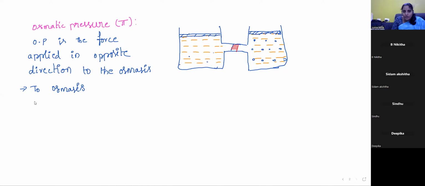So what I told you, what is osmosis? Flow of pure solvent from low concentration to high concentration. If the process continues even after attaining equilibrium, the concentration on one side of the solvent and on the other side of the solution would become unequal. At that time we are going to apply external pressure.